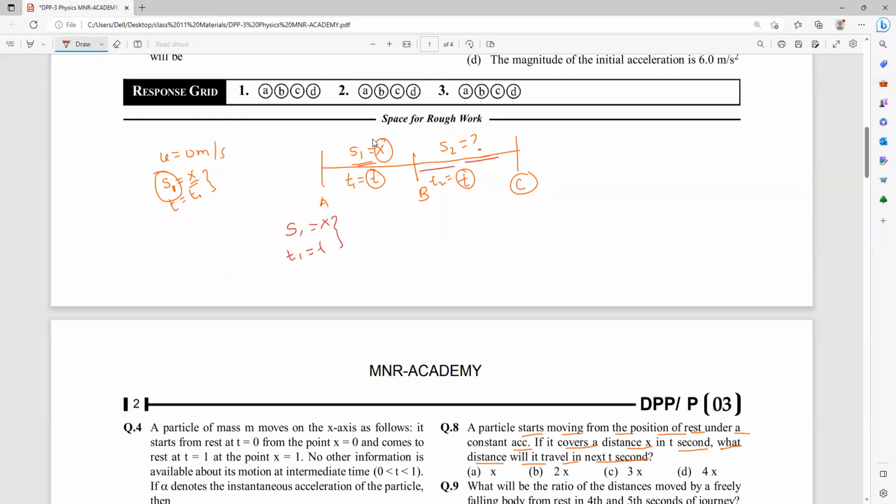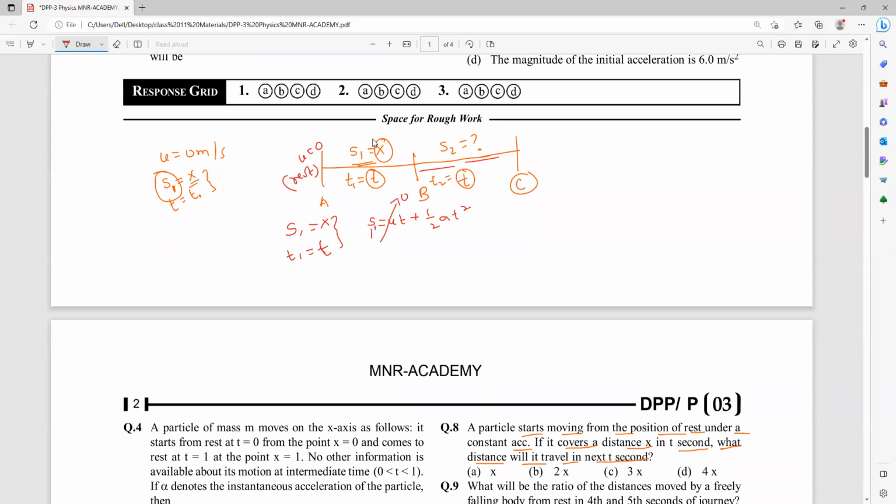Now you tell me, if you know the distance as well as the time, to calculate the distance we can use some equation. What is the equation relating distance and time? The position and time equation, the second equation of motion. The second equation of motion is s equals ut plus half at square. The body started from rest, which means the initial velocity is 0. So the whole term will become 0.